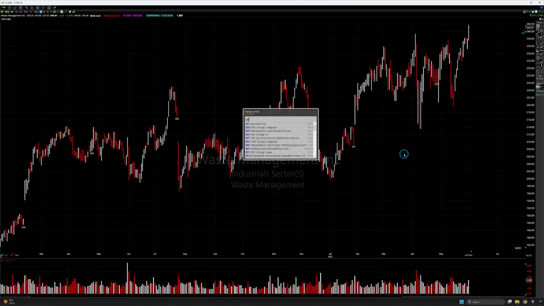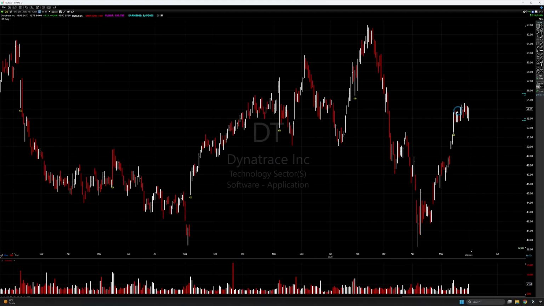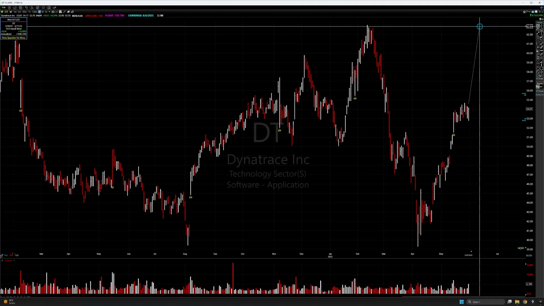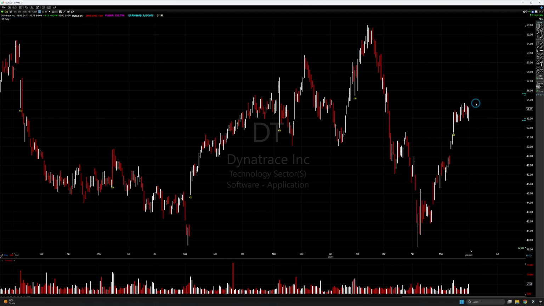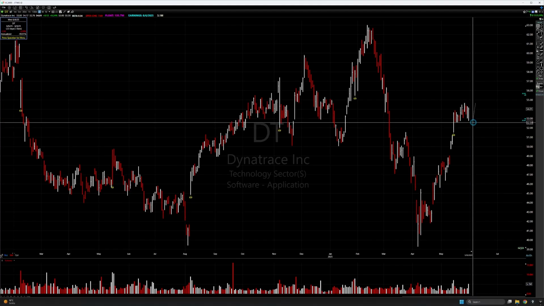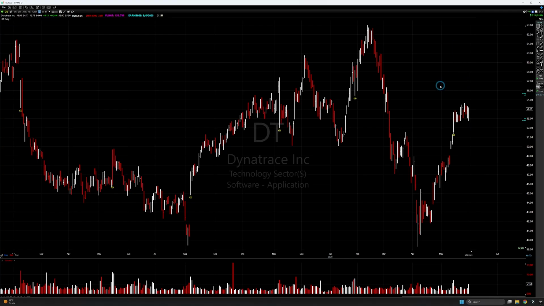Looking at Dynatrace next. Same thing with the handles, pretty much like Datadog. This one is a little bit more loose, still needs a bit of time to form. But then we had some push on volume on Friday, so we'll see. Again, very fast zone all the way to the highs. So you have about 14%, and this handle is about 4%. So not bad risk to reward ratio.